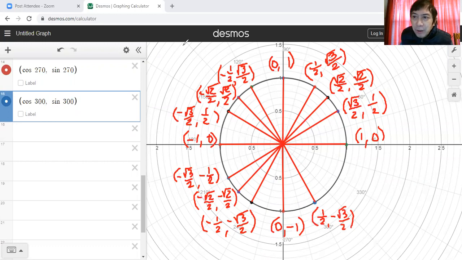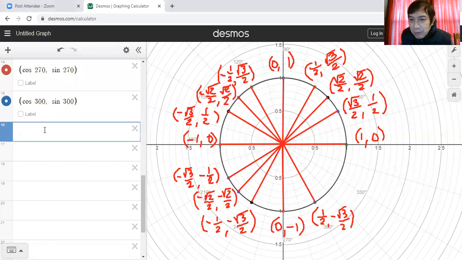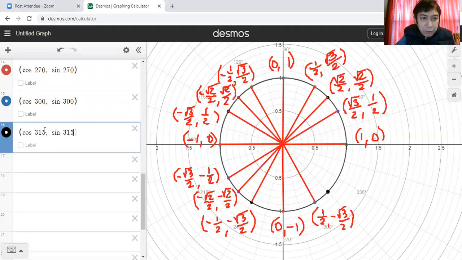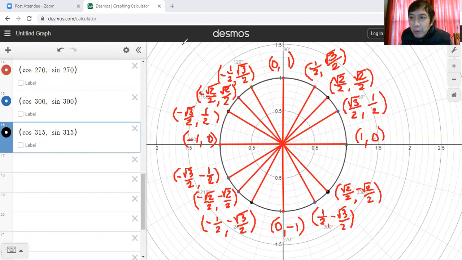Next is 315. This will still be at the fourth quadrant, and you shall check the point on the fourth quadrant. This will now be cosine of 315, sine of 315. There, you can see the dark point again, and we shall connect it with the terminal side or radius from the center 0, 0 to the point. Then we shall write the coordinates of this point, which is actually the trigonometric function cosine and sine of 315. So this is positive square root of 2 over 2 and a negative square root of 2 over 2 there. And then the next one will be 330.